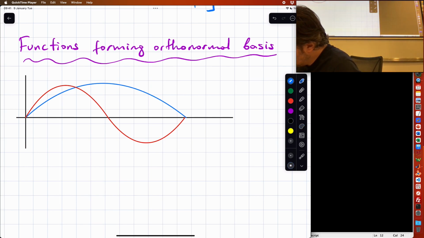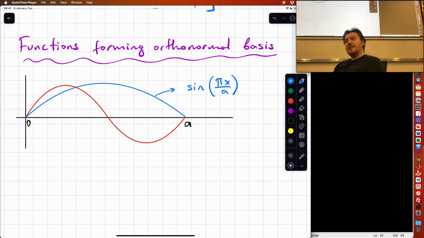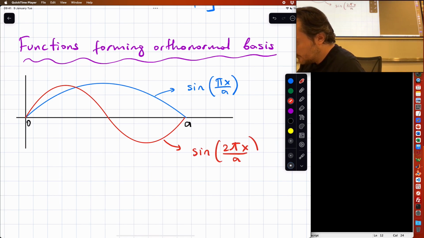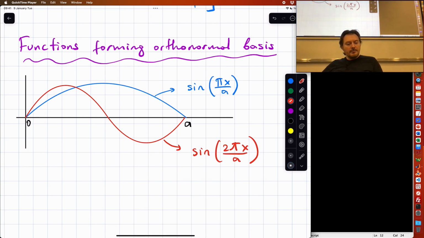So this is A. Let's say this is from 0 to A, and this one is sine(pi x over A). So when x is A, it's sine pi, so it just has one hump. And this one is sine(2 pi x over A). Okay? And I'm going to claim that you can make these functions orthonormal.